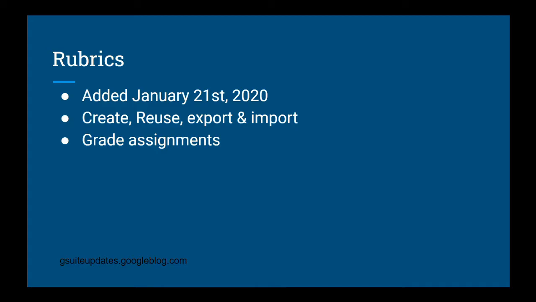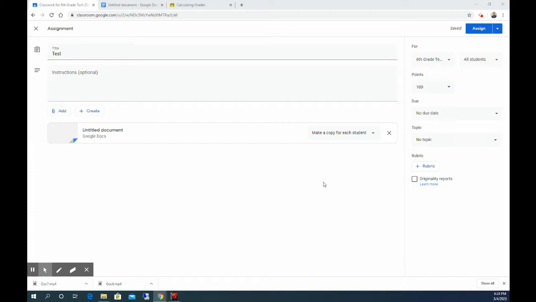Google has recently added rubrics to their Google Classroom. Rubrics are a great way for students to see what their expectations on an assignment are. An instructor can create, reuse, or export or import rubrics, and it also allows them to grade their assignments right with the rubric. To add a rubric to an assignment, as you're creating an assignment, you just click on rubric, and it gives you the option to create a rubric, to reuse one, or import one from Sheets.